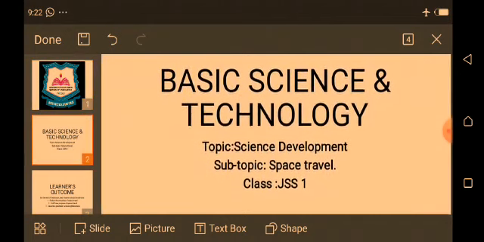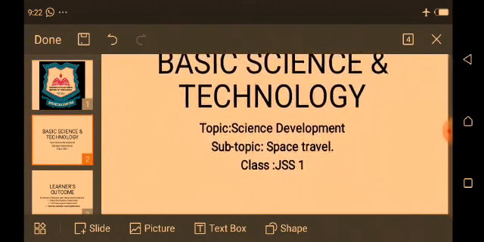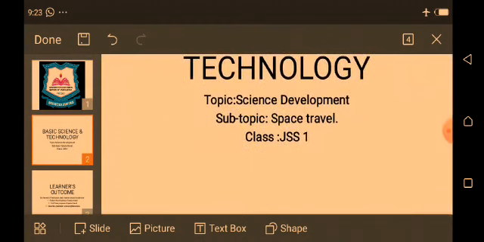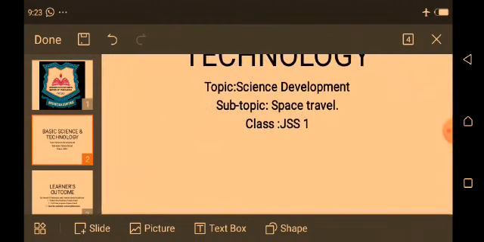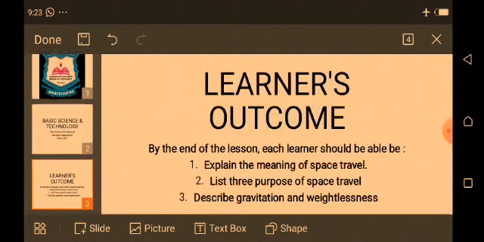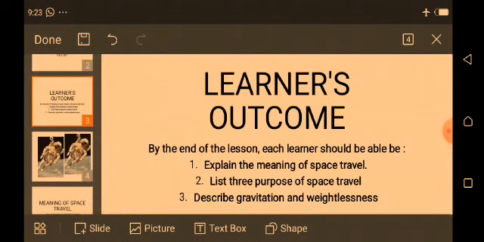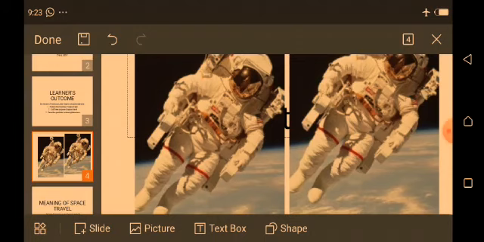So under science development this morning, we'll be looking at space travel. Space travel is our major topic, and the outcome of this class is that at the end of the lesson, you should be able to explain the meaning of space travel, list 3 purposes of space travel, and also describe gravitation and weightlessness.